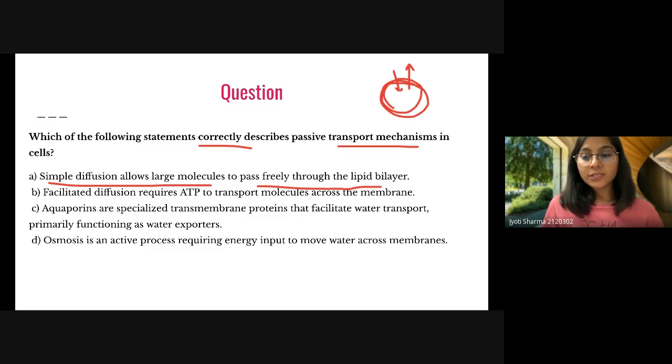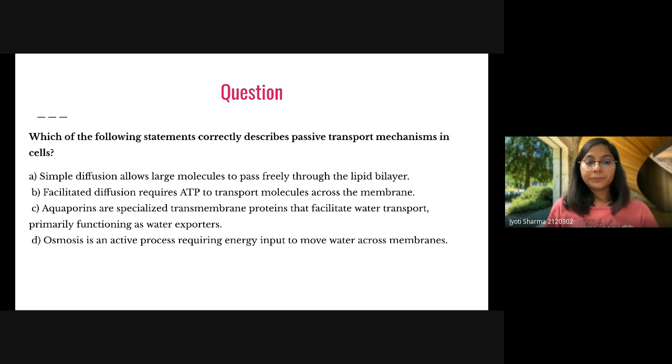So the question is just like that. If we have the cell membrane, and if we need to import and export some nutrients, or import and export some water, then what kind of mechanism do we have under this passive transport mechanism? And you have to tell me the right statement. So the answer is C. Yes, Yogi, the answer is C.